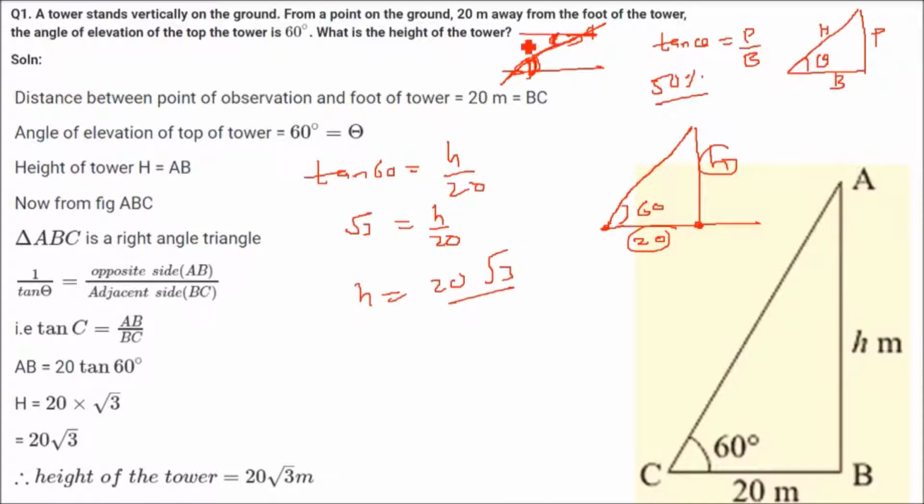Sometimes in the question they may ask that you have to answer up to 2 decimals. Most of the time root 3 and root 2 will come. For root 3 you can take 1.732, and for root 2 you can take 1.414. So here you can take root 3 as 1.732 and just multiply. This is what you can do. But this answer is also acceptable.